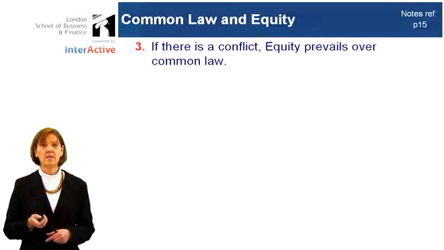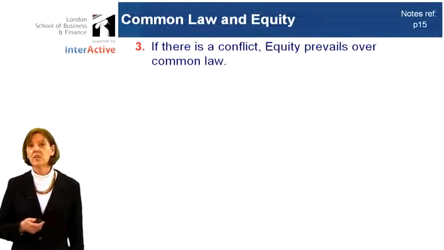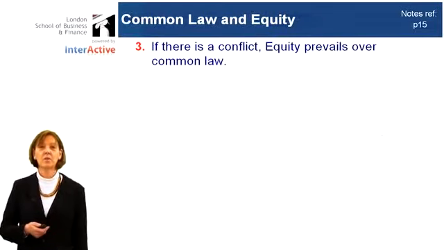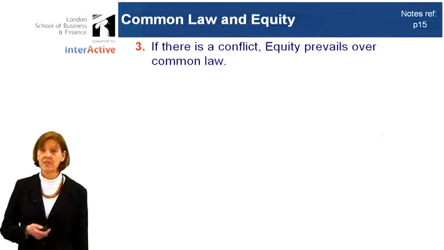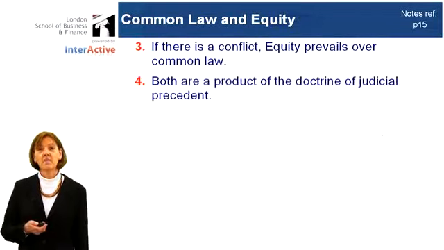A third matter. If there is a conflict between equity and common law, then equity prevails. This is back to history again. The king's law prevails over the people's law. And finally, at point 4, a similarity. And that is that both were and are being developed according to the doctrine of judicial precedent. So they're both a product of the doctrine of judicial precedent.